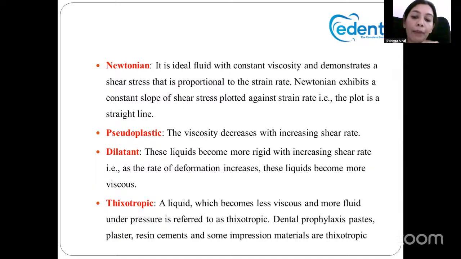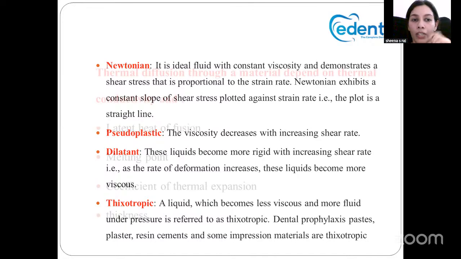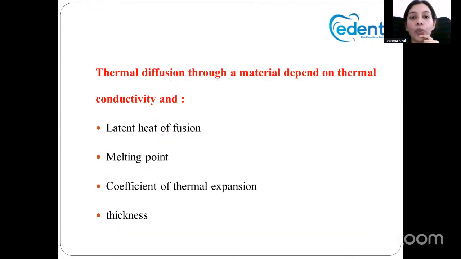Examples for thixotropic have been given: dental prophylactic paste, plaster. I have added that because some questions have been asked: which of the following materials is thixotropic? Some of the options given are prophylactic paste, plasters, resin cement, and some impression materials, which are thixotropic. Please keep this in mind. Very important question.